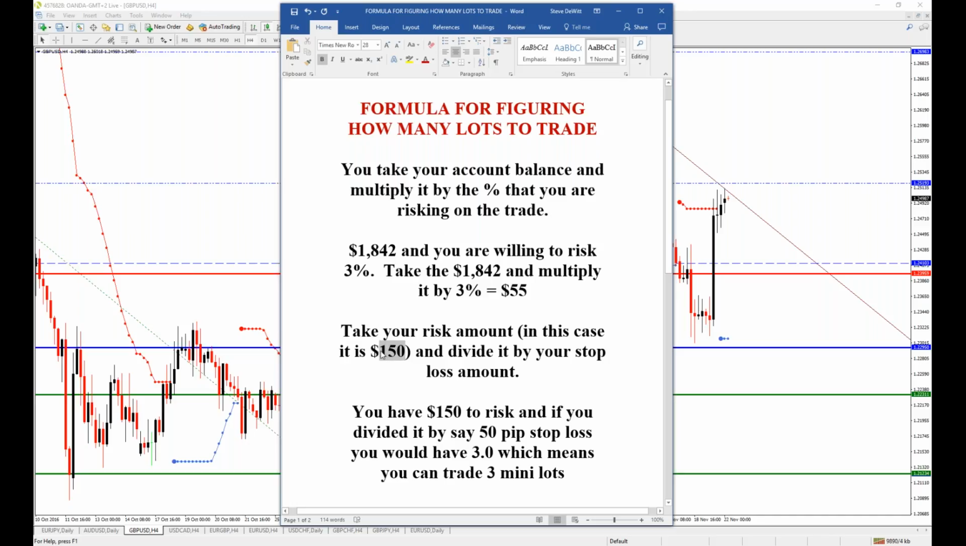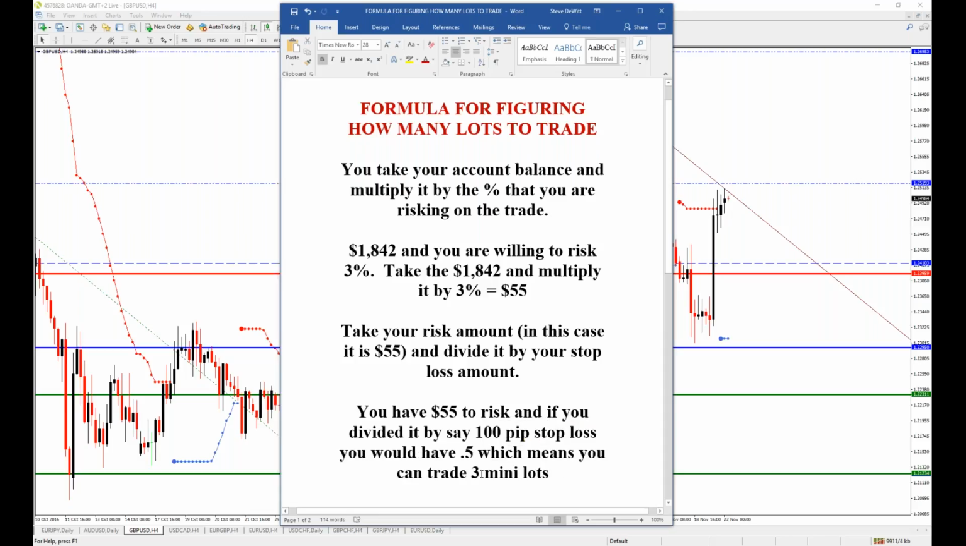Now, take your risk amount. In this case, it is $55, and divide it by your stop loss amount. So you take $55, right? And you divide it by 100 pips. $55 divided by 100 is 0.55. Okay? 0.55. I'm going to round that to 0.5.